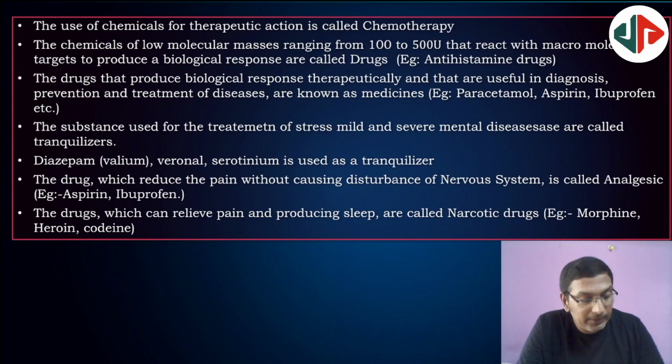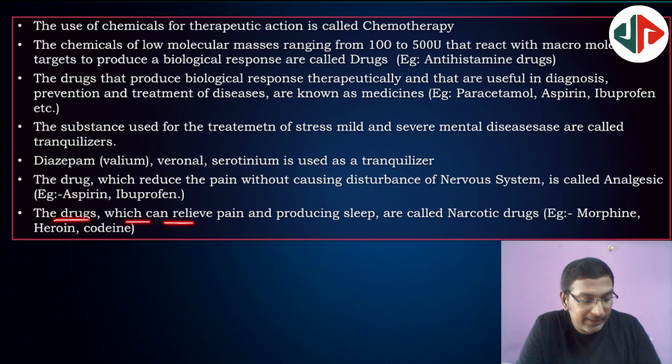Next, the substances used for treatment of stress and mental disorders are known as tranquilizers. So Valium, Veronal, serotonin are used as tranquilizers. Next, the drug which reduces pain without causing disturbance of the nervous system is an analgesic. Aspirin, the best example. Ibuprofen, the second example.